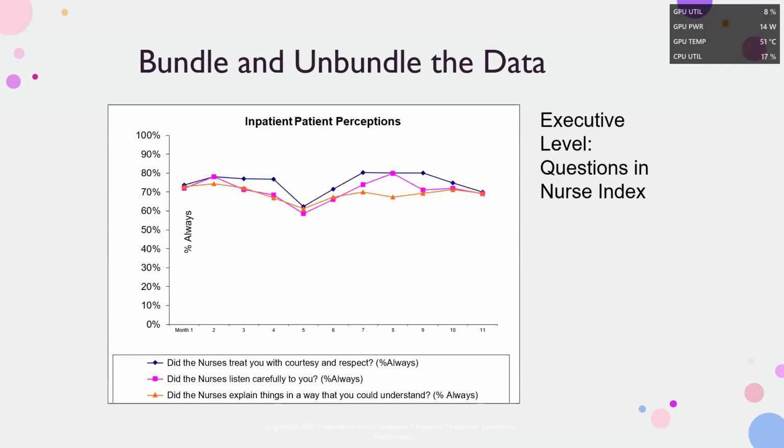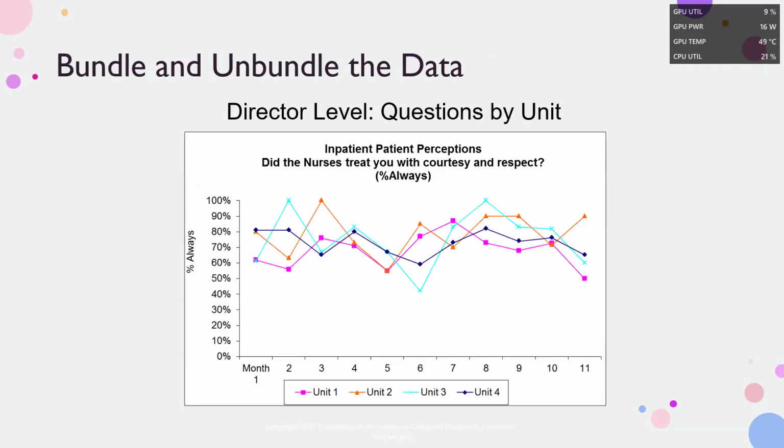Now, if I go to the next slide, this is a lot better. This is the questions that were asked. Did the nurse treat you with courtesy and respect? Did they listen carefully to you? Did they explain things in a way you could understand? And then the scores that were given. Okay. And this might be something that we shared in an executive level meeting of nurse execs, CNO, meeting with their VPs, looking at the scores across question. Now this starts to get a little bit busy, but I like it even better.